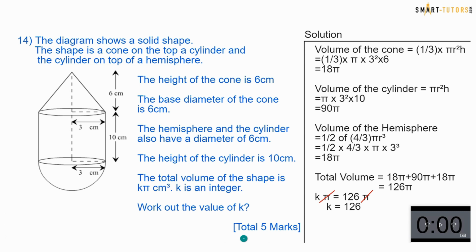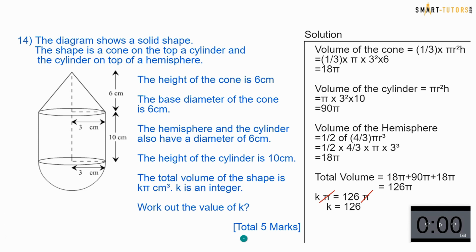Volume of the cylinder is pi r squared h. You must remember that one. Pi r squared is 3 squared, 9, times 10 is 90 pi. Volume of the hemisphere is half of 4/3 pi r cubed. Half times 4 over 3 times pi times 3 cubed. So 3 cubed is 27, divided by 3 is 9. Half is going to be divided, the 4 is 2. So 9 times 2 is 18 pi.